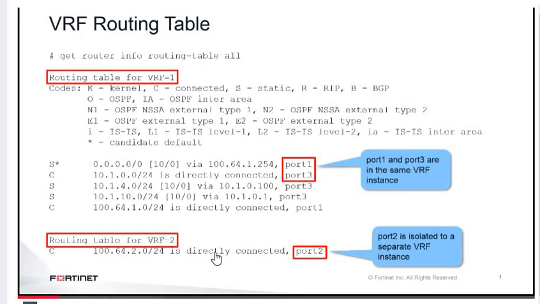After you configure VRF IDs on interfaces, the routing table diagnostic command output changes. FortiGate groups routes based on VRF ID. From the routing table output shown on the slide, you can see that port 1 and port 3 are in the same VRF instance, VRF equal 1, and port 2 is segregated in a separate VRF instance, VRF equal 2.